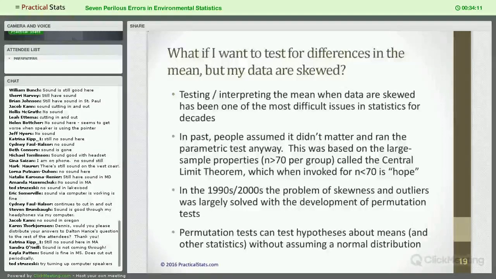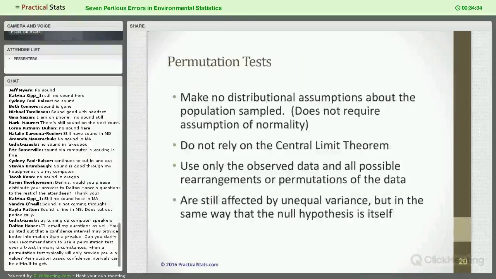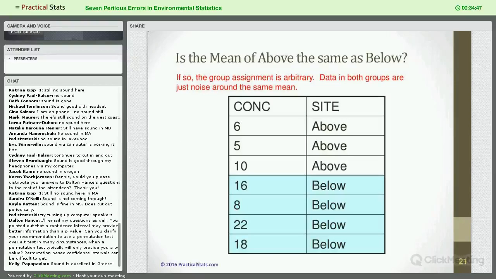So in the 80s, a lot of the theoretical work was worked through for permutation tests. In the 90s and 2000s, the software became available to do them. So these are tests that will test for differences in means without assuming a normal distribution. That's their huge advantage. So what they do is they use the observed data and all possible rearrangements or permutations of that data in order to run the test.